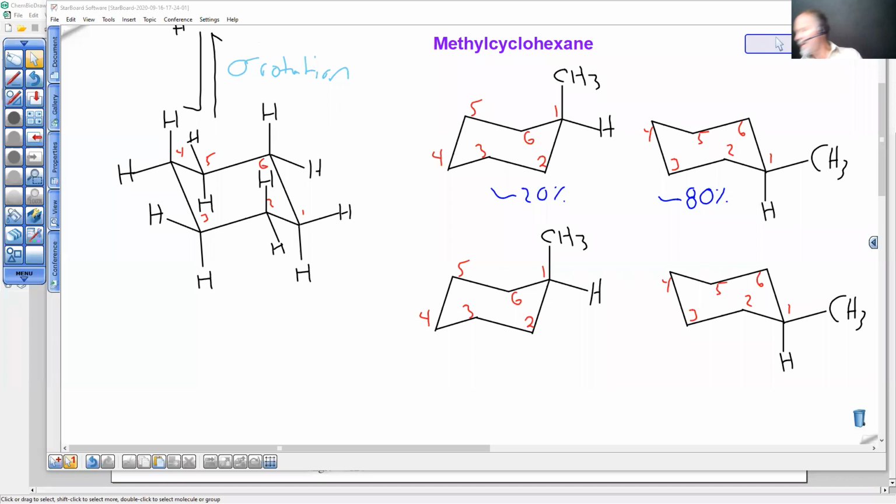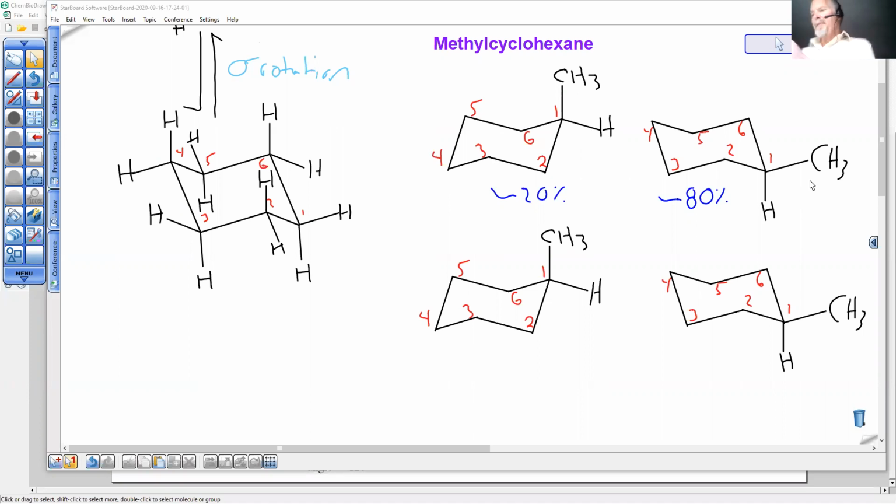We're going to talk about one question for the last half of the last segment. And that question is, why does methyl cyclohexane spend about 20% of its time in this chair and about 80% of the time in this chair? And I've got other questions along the way too.